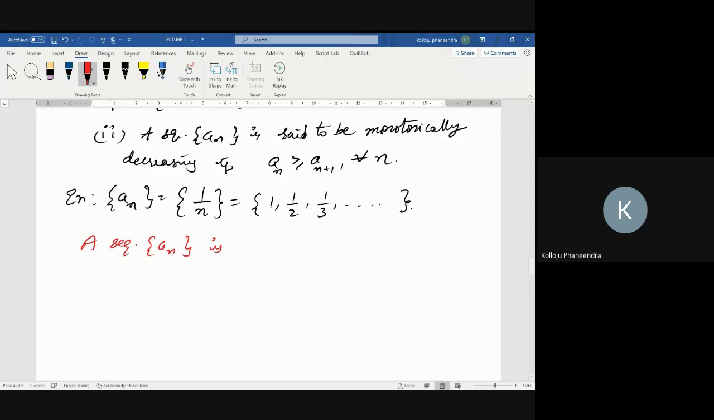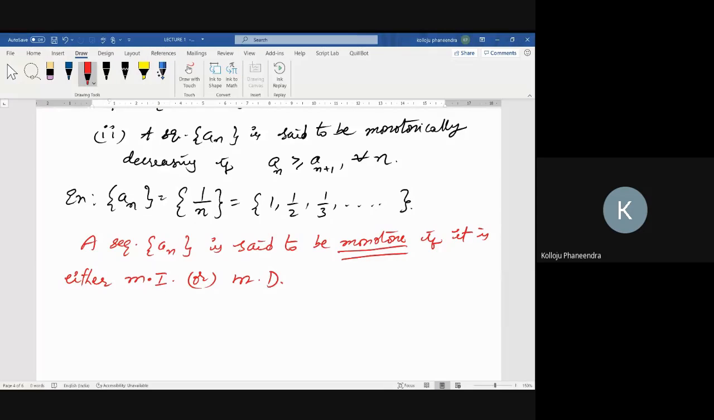Now the definition: a sequence a_n is said to be monotone if it is either monotonically increasing or monotonically decreasing. Either a monotonically increasing sequence or a monotonically decreasing sequence, it is called a monotone sequence.